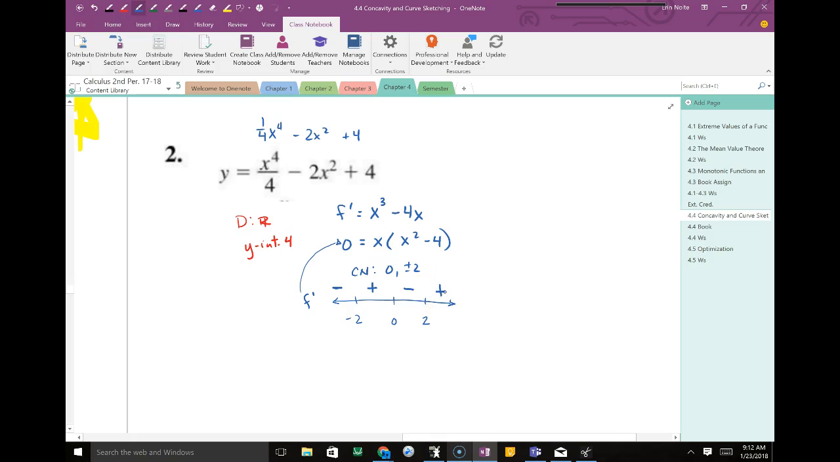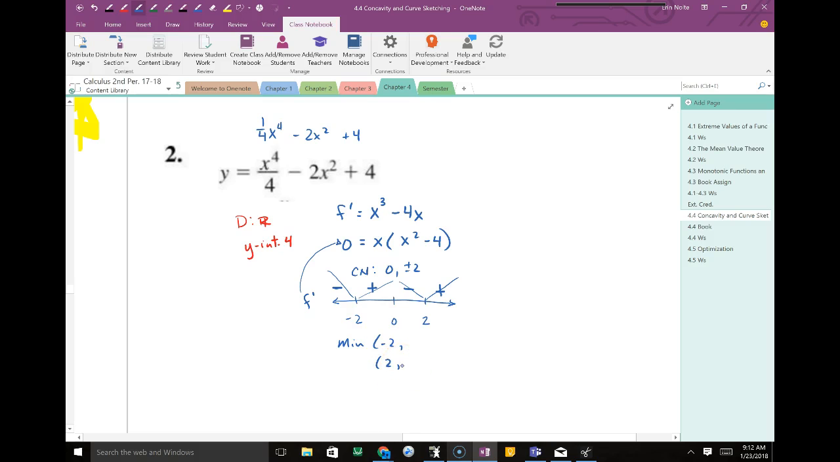Since this is analyzing my slope, I always like to draw this in. This is, in my opinion, the most informative piece, because it tells me roughly what my graph is. It doesn't show the curvature, but I know that this kind of looks like a W. I have some maxes and I have a min there. Tell me about where my mins are. I have mins at -2 and +2.